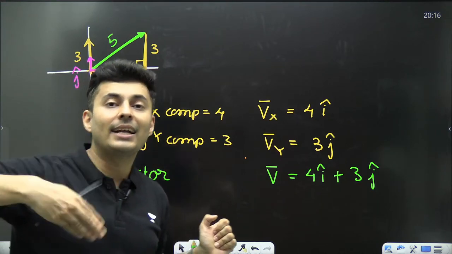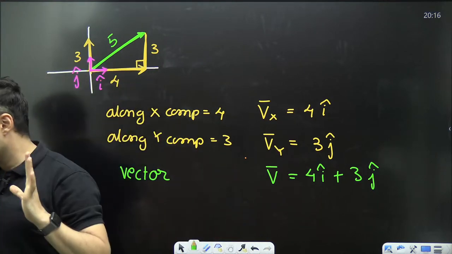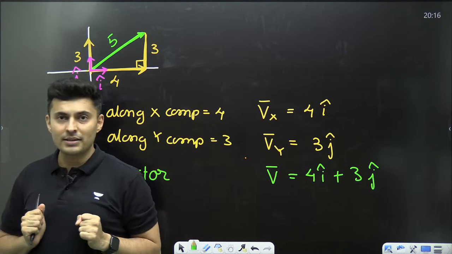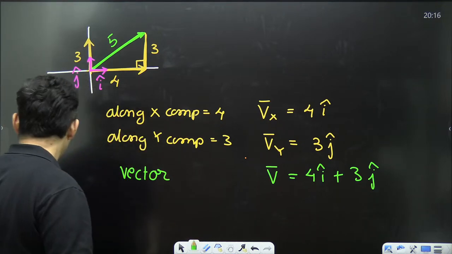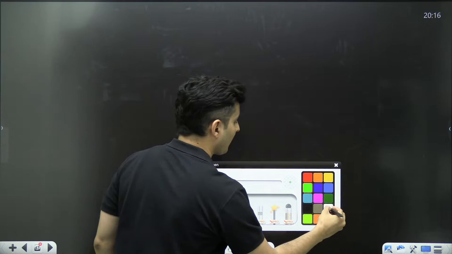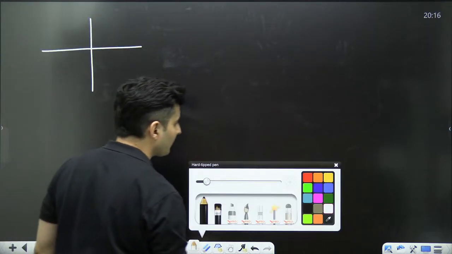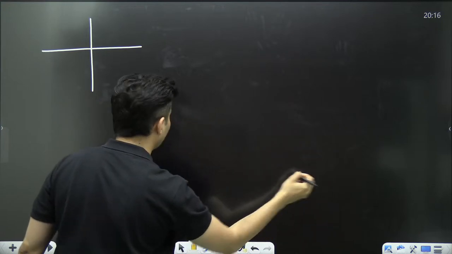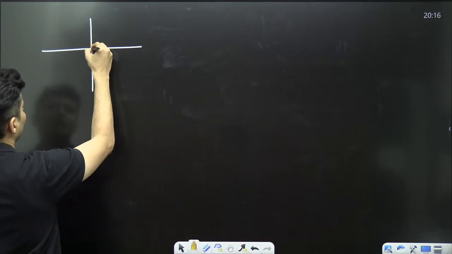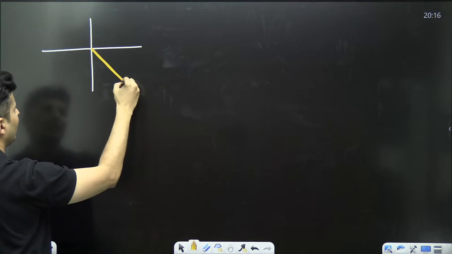Anything in z, I can write it as some times of k cap. Is that clear, my dear warriors? So imagine I give you one more thing. Let's say this is x axis, this is y axis. Imagine there is a vector in this particular manner.